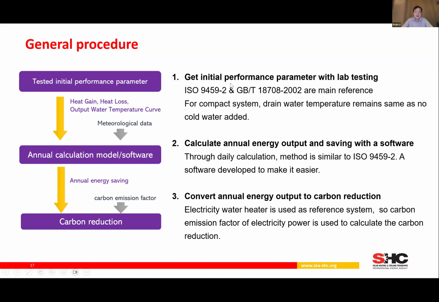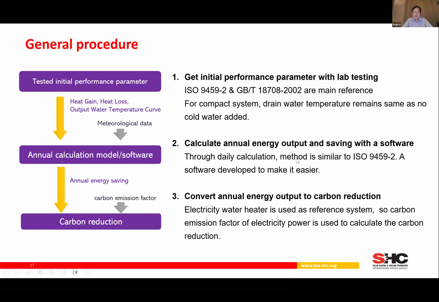First, we get some initial parameters such as heat gain, heat loss, and output water temperature curve. We use ISO 9459-2 as the main reference. But for the most popular system in China, the compact system, the drain water temperature remains the same, as no cold water is added when the water is output from the tank. So we use the Chinese standard 18708 to test this type of system and get the initial parameters.